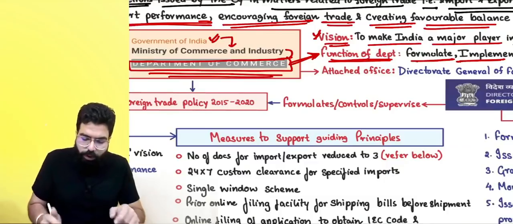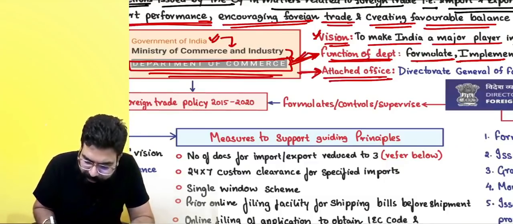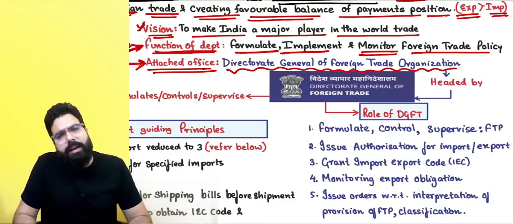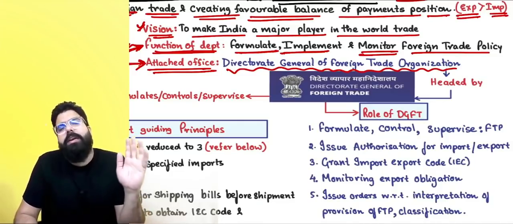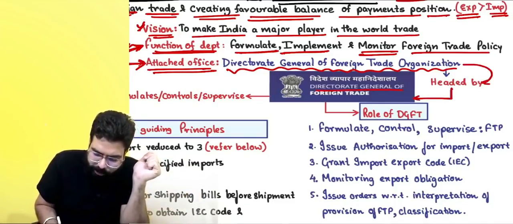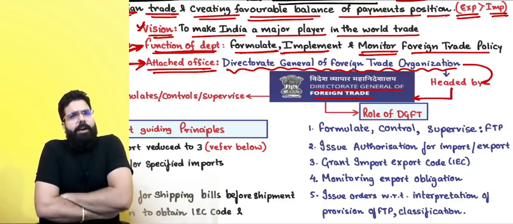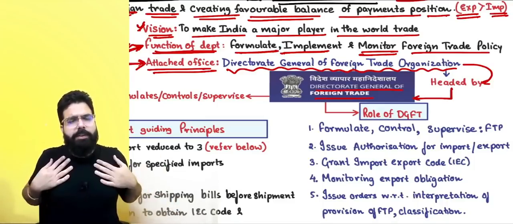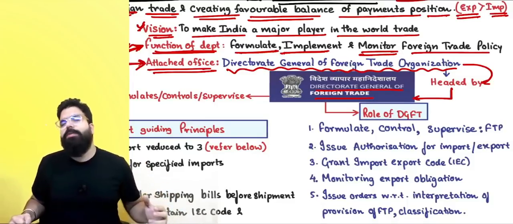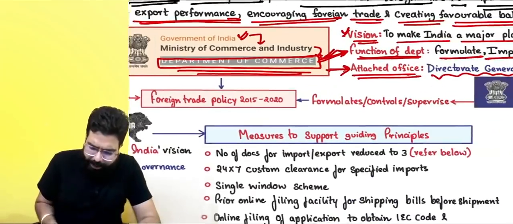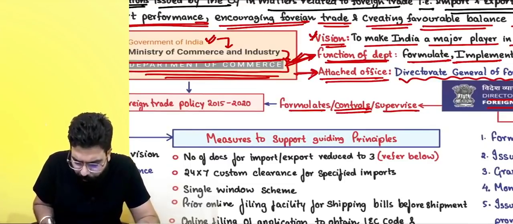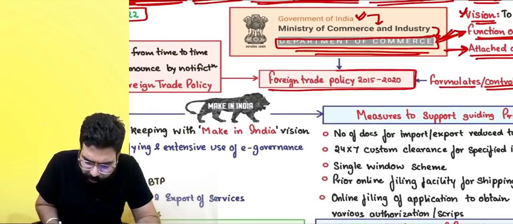Everyone over here. So, Ministry of Commerce, one attached office is there, which is the Directorate General of Foreign Trade Organization. It's an attached office, and this office is headed by whom? It is headed by the Director General of Foreign Trade. The Director General of Foreign Trade is the person creating the foreign trade policy. He is the main heart and soul of the foreign trade policy. He will formulate the foreign trade policy, control it and supervise what? The foreign trade policy 2015.